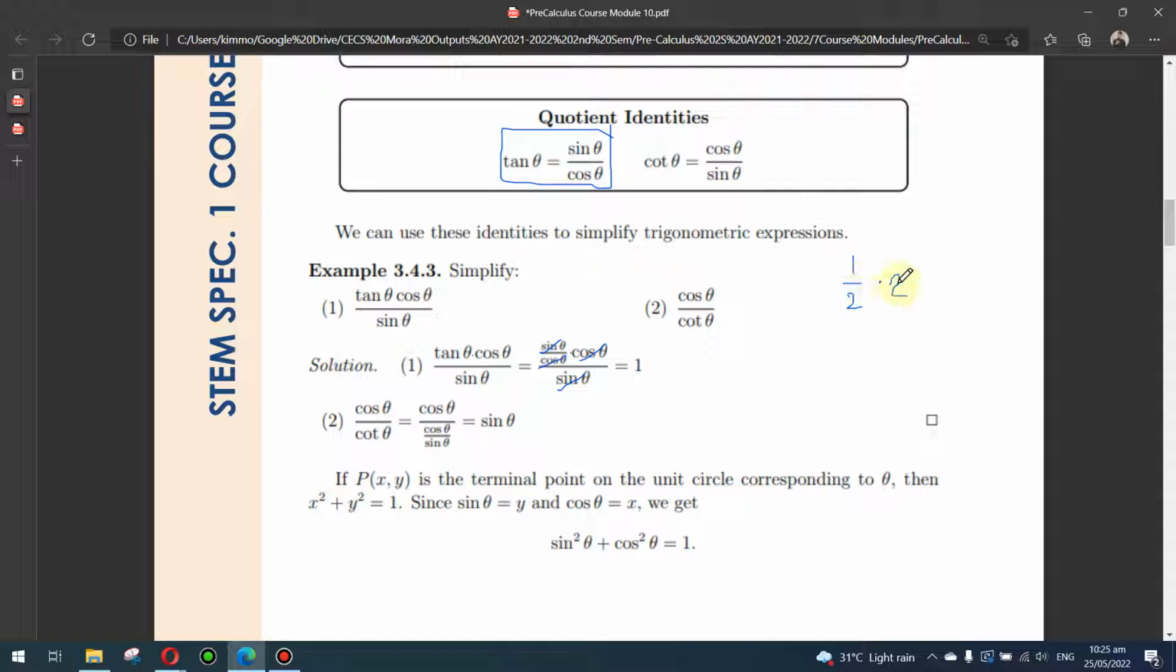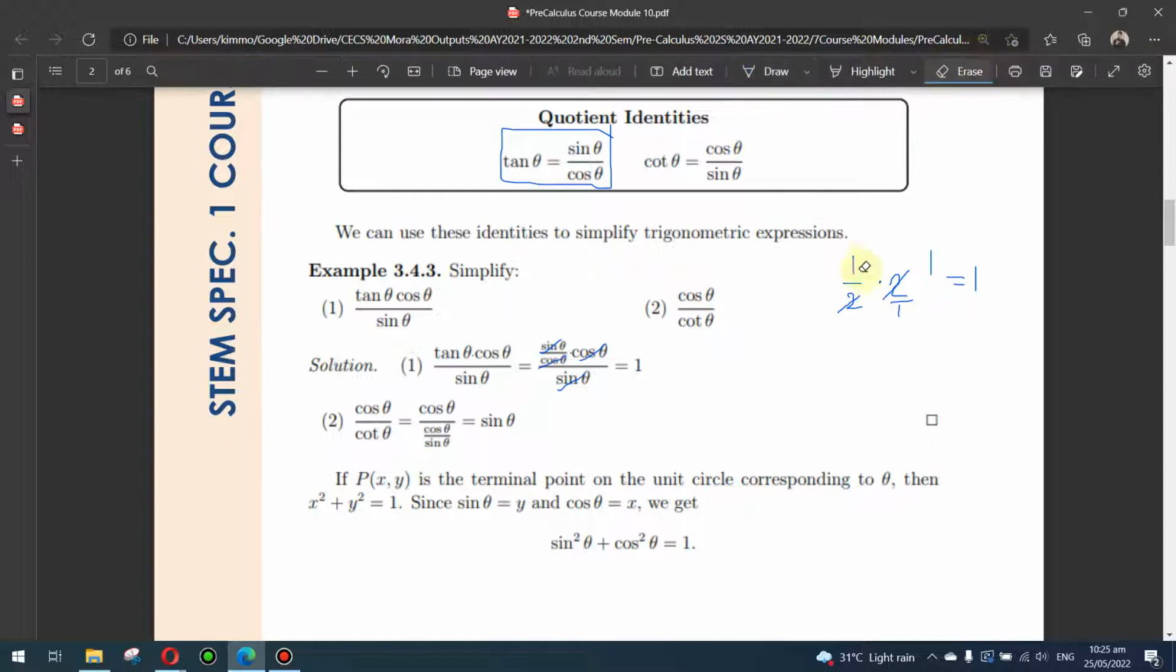1 half times 2. So, 2 cancels out since it's the denominator. Then this whole number is imaginary 1 here, so it cancels too. So what remains is 1. When you cancel, the value becomes 1. So 1 times 1 is equal to 1.